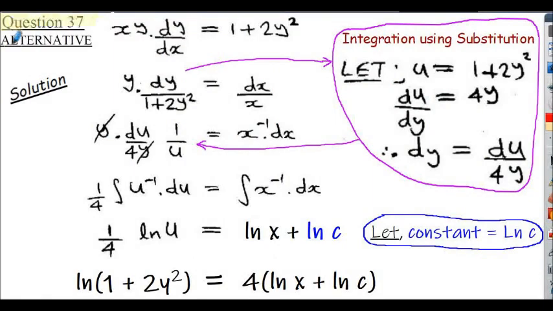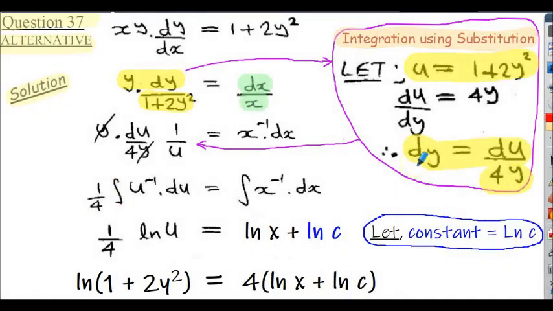Here's question 37, alternative solution. So as before, we commence with the rearrangement, y terms on the left-hand side, x terms on the right-hand side. But this time we're applying integration using substitution to solve the left-hand integral. So instead of integrating with respect to y, we integrate with respect to u, shown here. But our solution thereafter is similar to that of the previous solution.